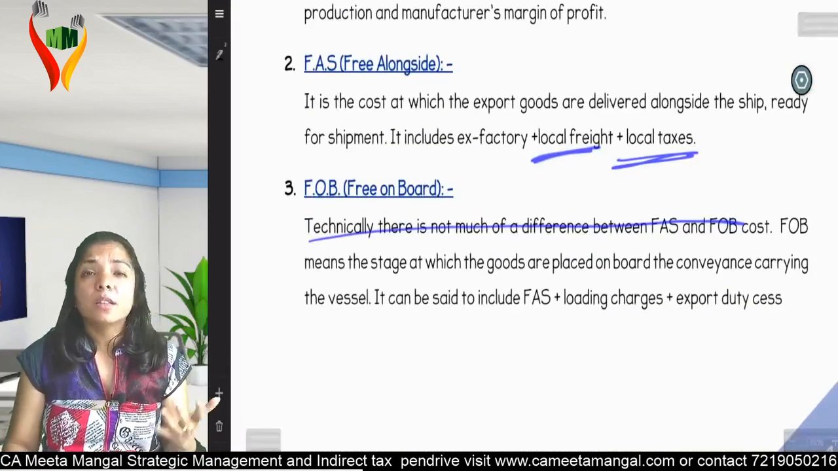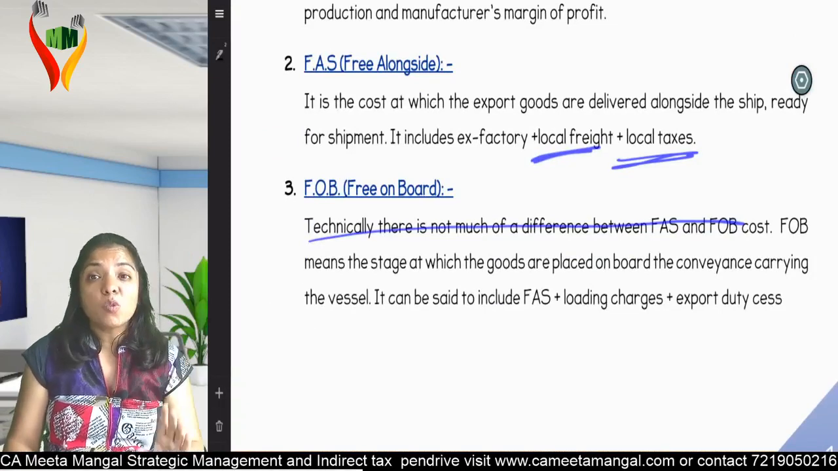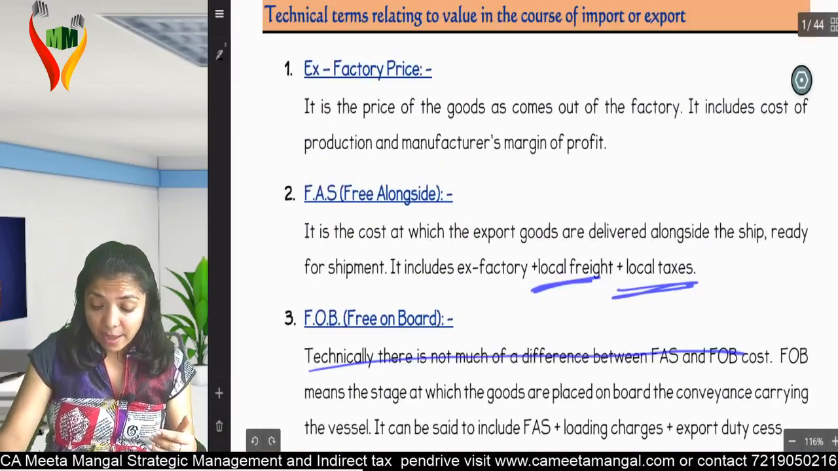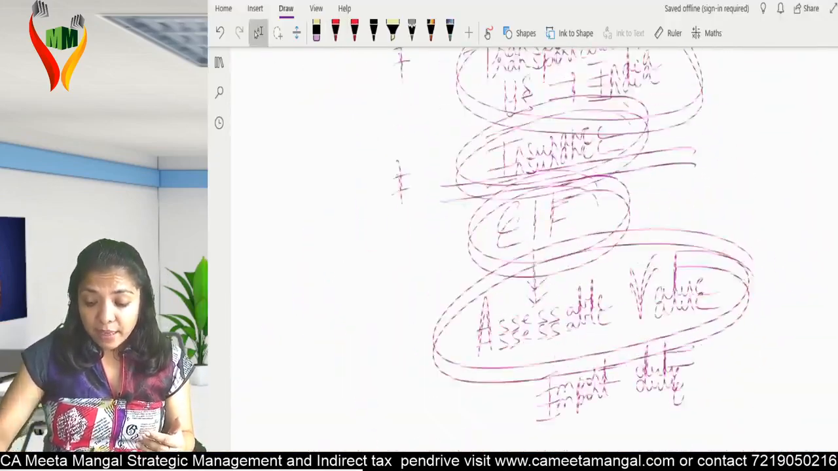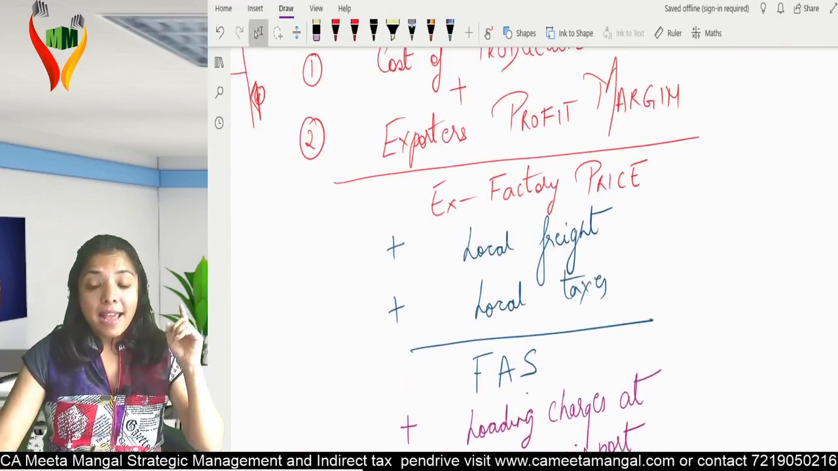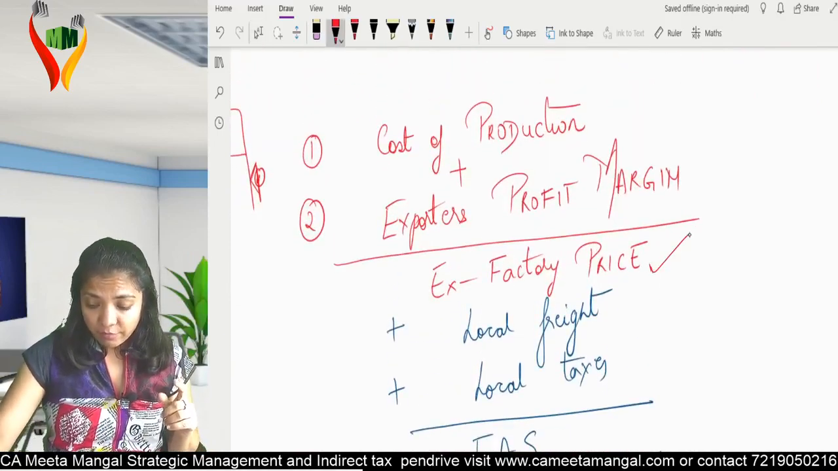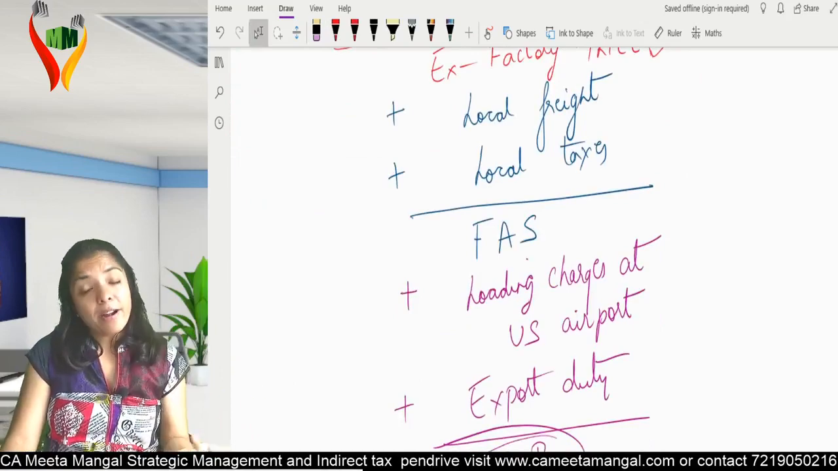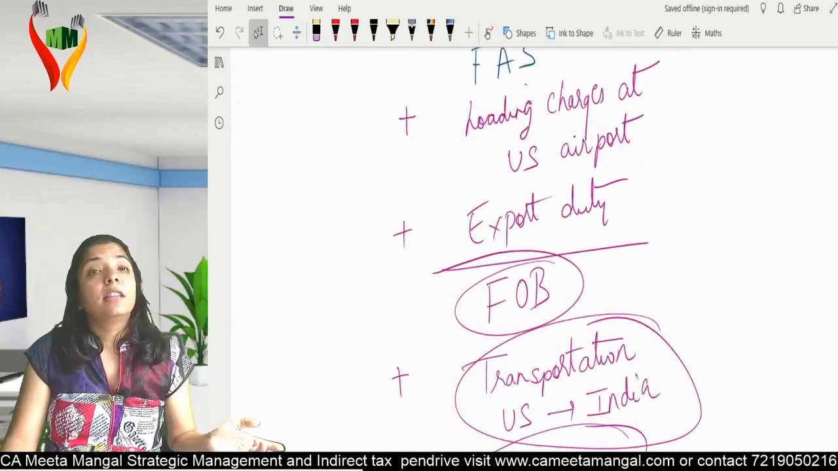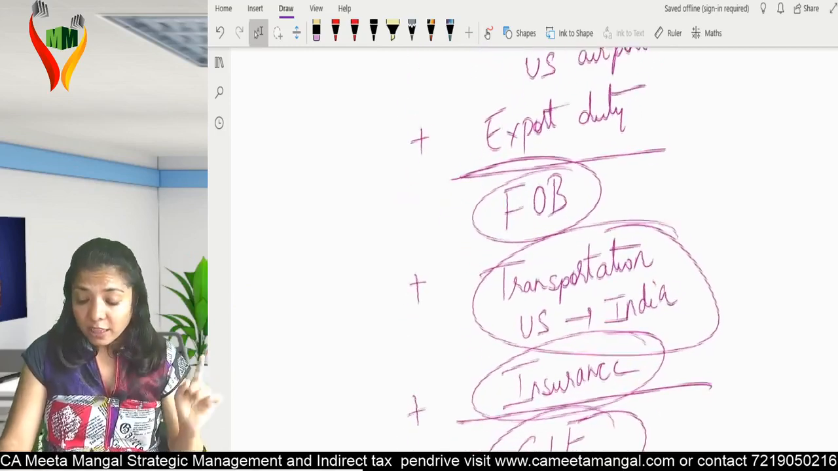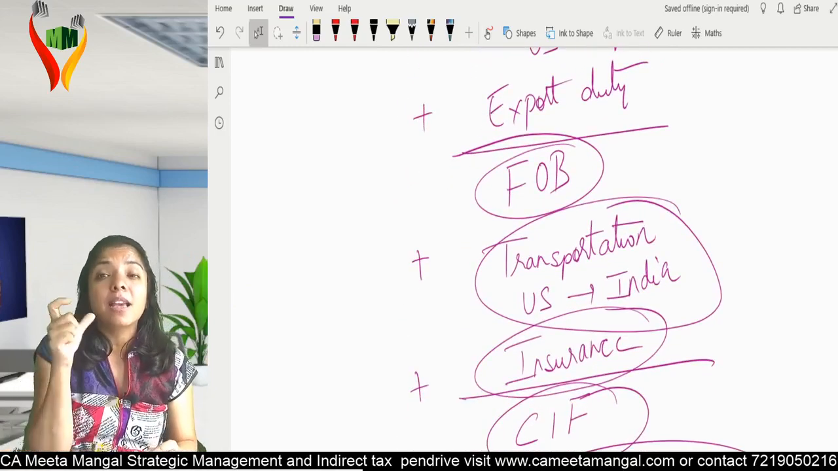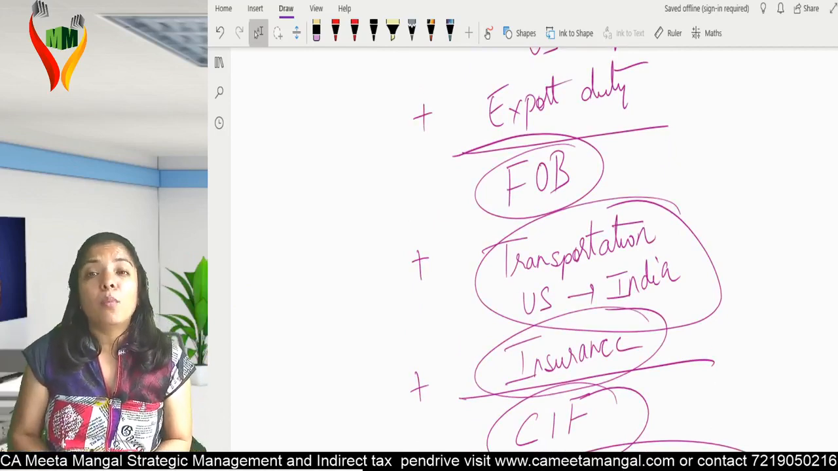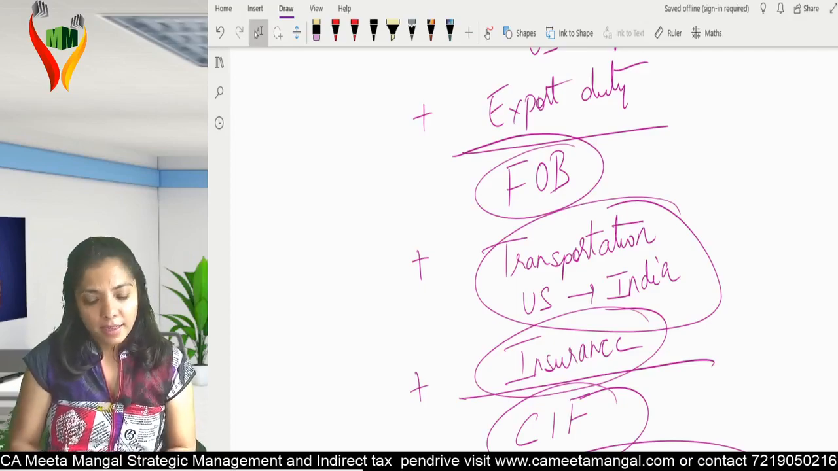Why I feel this is important: you never know in the exam, they may give you FAS value, they may give you FOB value, they may give you Ex-factory price. They may give you local freight, local taxes, loading charges, export duty value, transportation from US to India port, insurance, and now you have to calculate the CIF value, and on that calculate the custom duty. You can do this only when you know the concept. Am I clear? Can I go ahead?